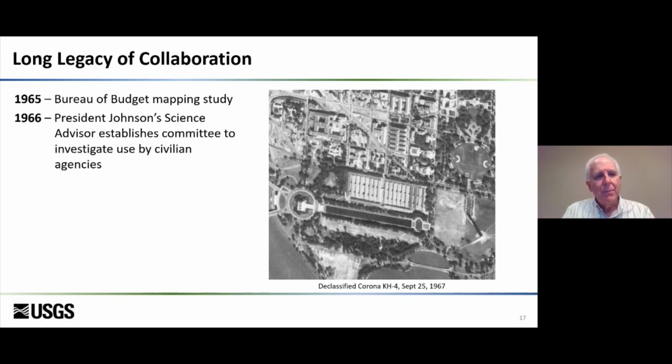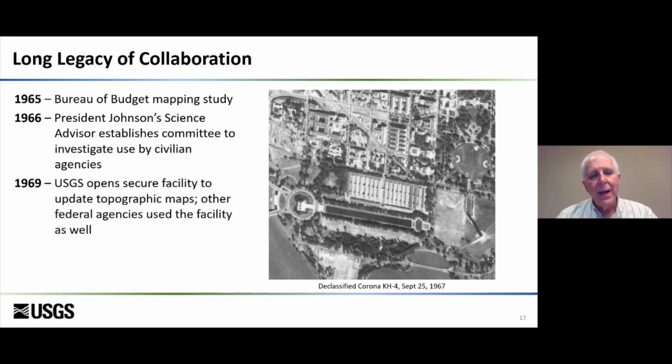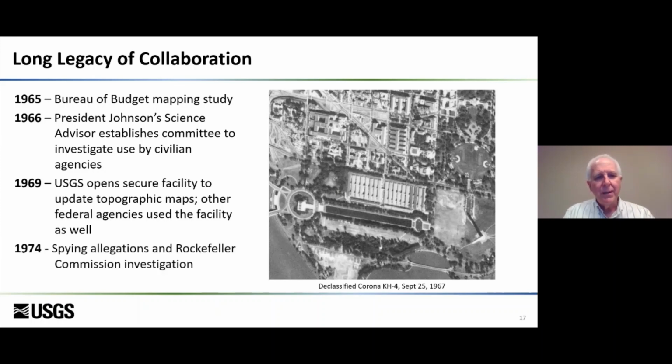USGS had somebody on that committee. All this culminated in Congress appropriating USGS funds to build our own secure facility. Back then, the existence of Corona and this capability was highly classified. So we had to build a special secure facility in order to even use the Corona film. So we began to update and revise our topographic maps. Other federal agencies came in and started to use the film for their own missions within our facility.